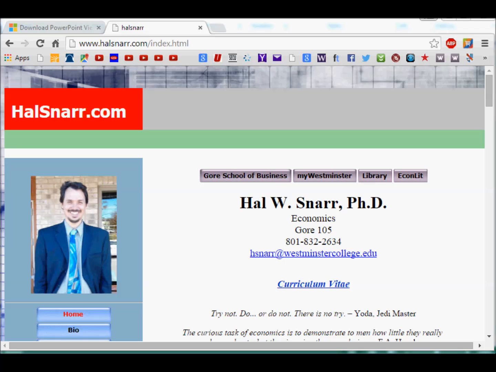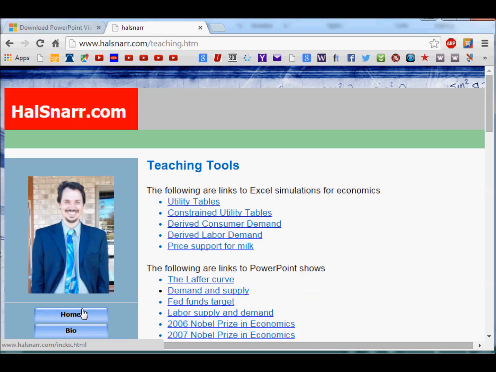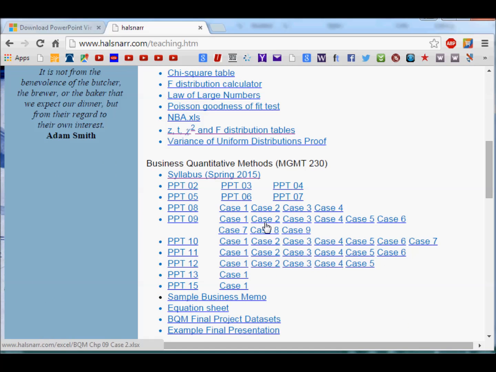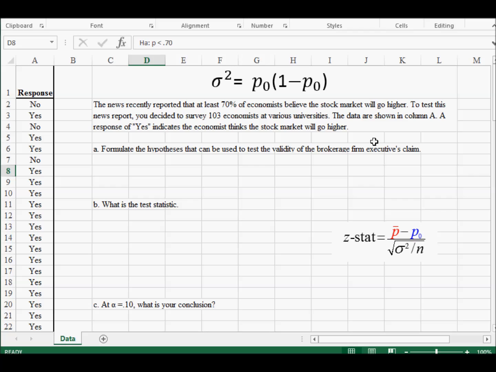Today we're going to do a lower-tailed test for population proportion. Again, we're going to go to my teaching website. We're going to download case 8 in chapter 9, which is right here. In this problem, we want to test whether a proportion is at least 70%.